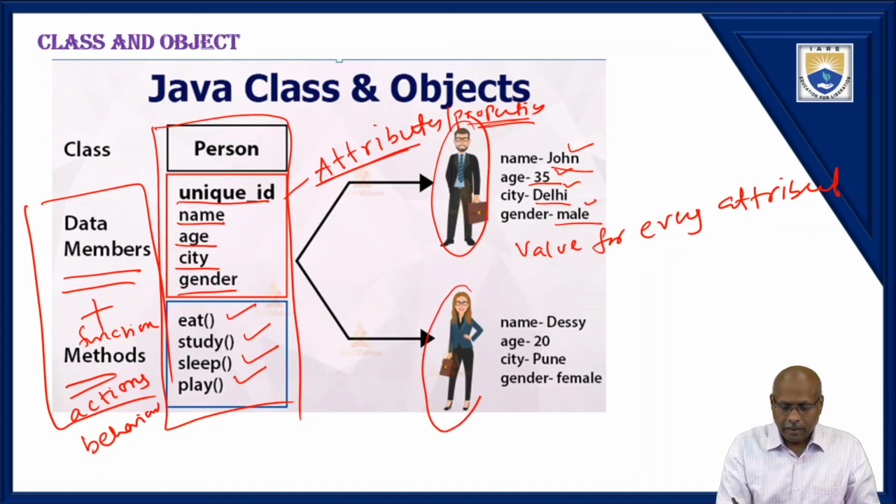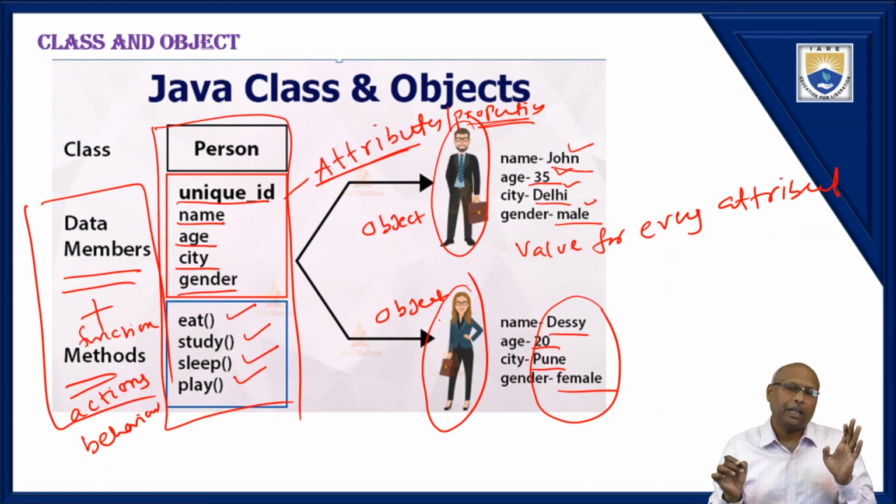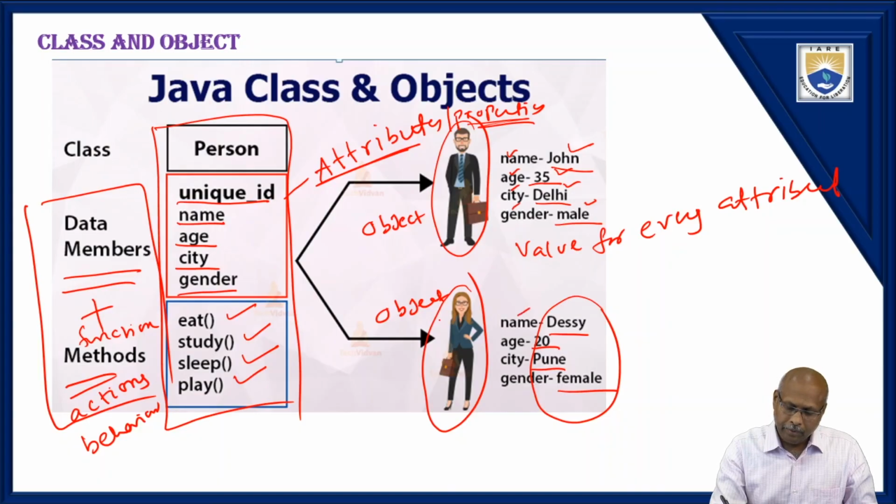Similarly, she is also one more person. Name is Daisy, age is 20, city Pune, gender female. So they are the values for this object. This is the first object, this is the second object. But this object is different from that object, though both objects have the same attributes. Attributes means what? Name, age, city, gender.